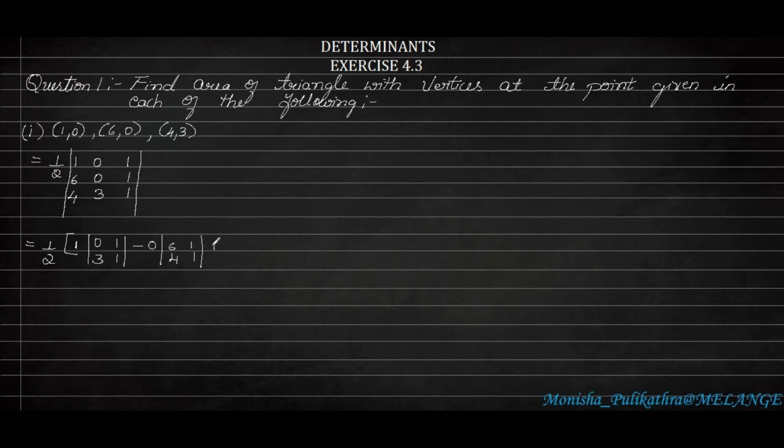Next is 1, so that is plus 1. When I take plus 1, this column and this row get cancelled. Remaining will be 6, 0, 4, 3. Next we have to find the determinant for it.